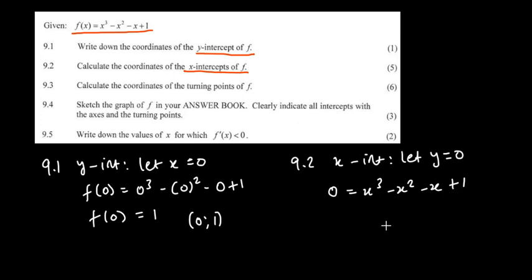Now, good people, if you have something like this, remember, we're going to need synthetic division because we have 1, 2, 3, 4 terms. So we're going to use the synthetic division method. That's why it's 5 marks there.